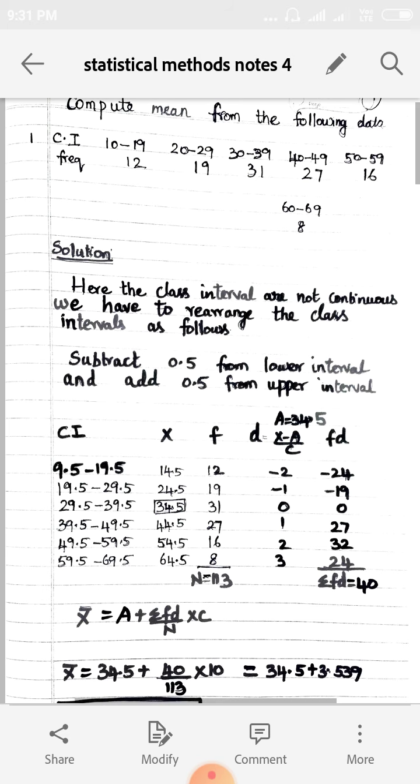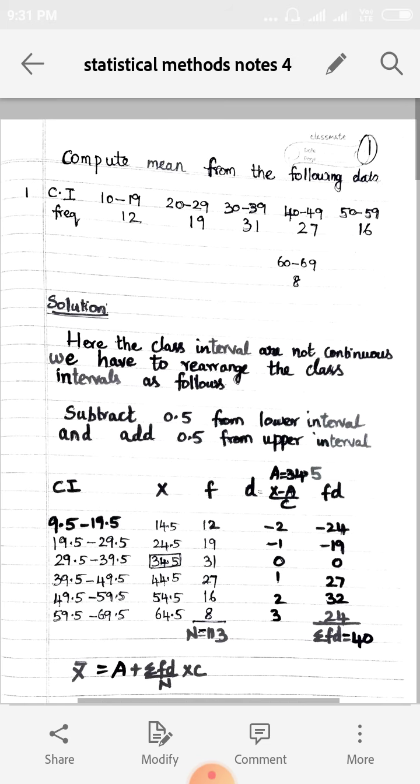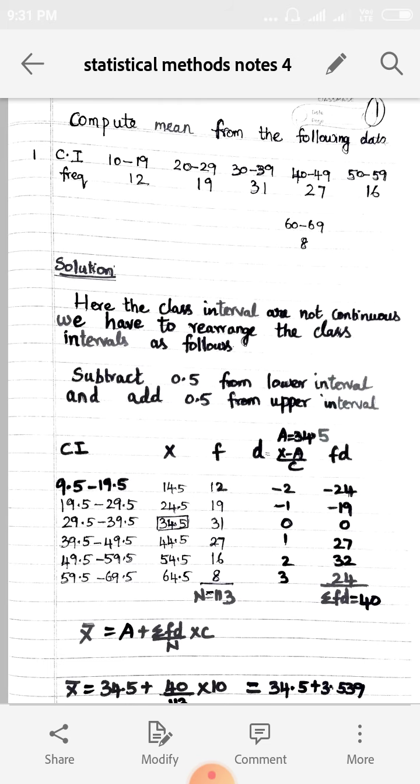Here the class intervals are not continuous. So we have to rearrange the class intervals as follows. We have to first rearrange the given class intervals. How can we rearrange? There is a method. Subtract 0.5 from the lower interval and add 0.5 to the upper interval. That is, we have to subtract 0.5 from the lower interval and add 0.5 to the upper interval.